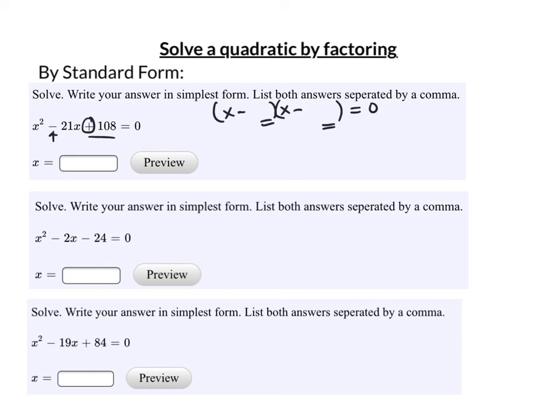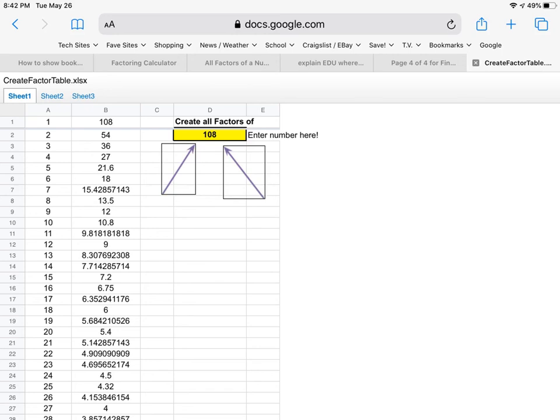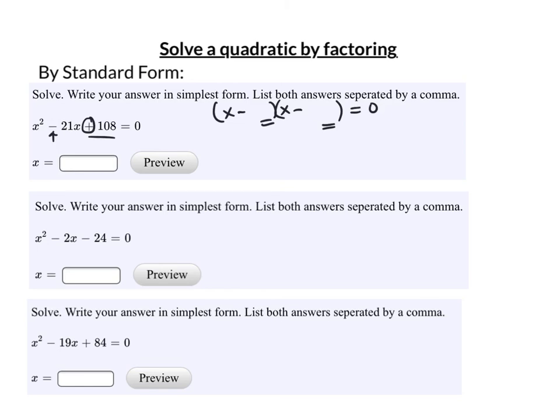Let's look at the factor table. So here in the table, we can see that 9 and 12 add to 21. So 9 and 12 are our numbers, or 12 and 9, order doesn't matter. What values do you plug in that create 0? Well, 9 minus 9 is 0, and 12 minus 12 is 0. So 9 comma 12 are our answers.